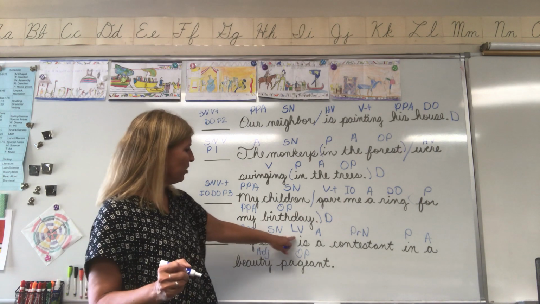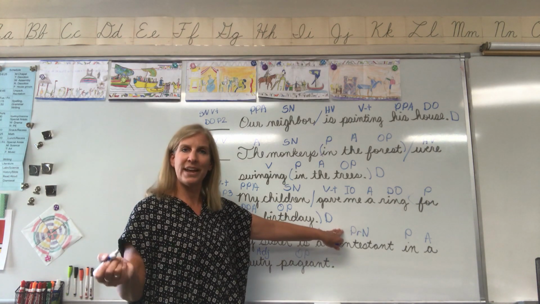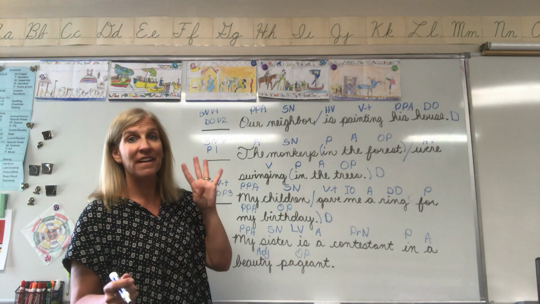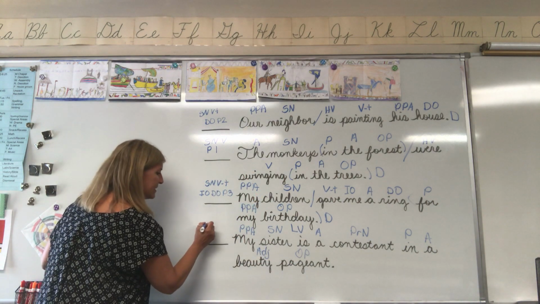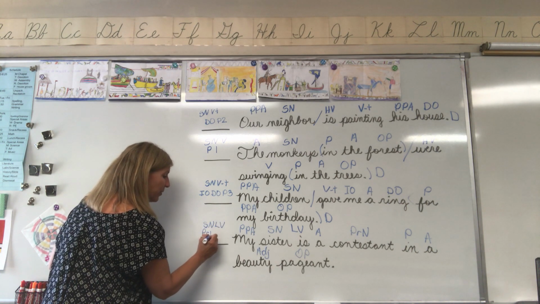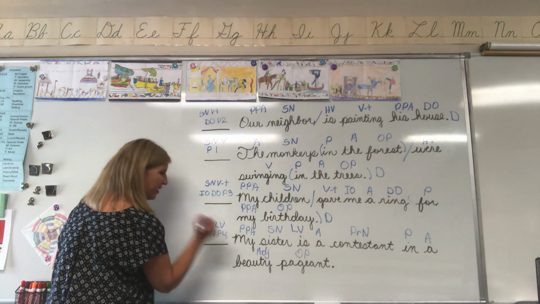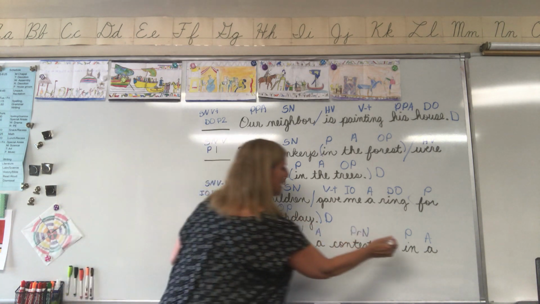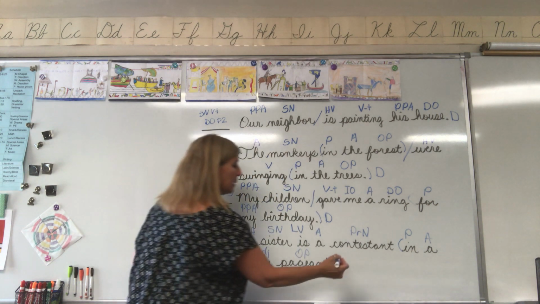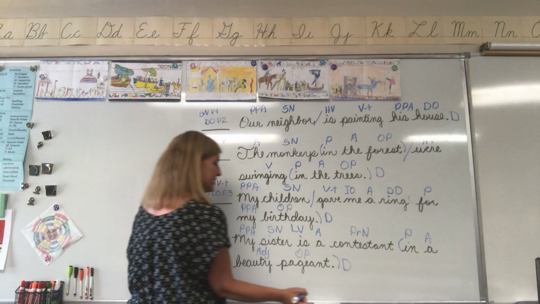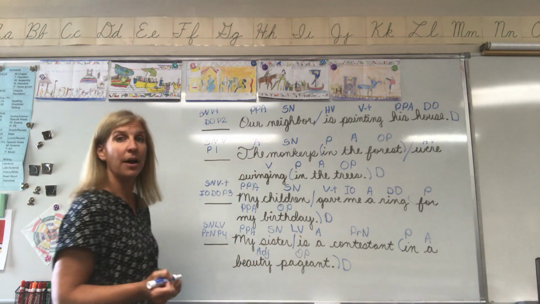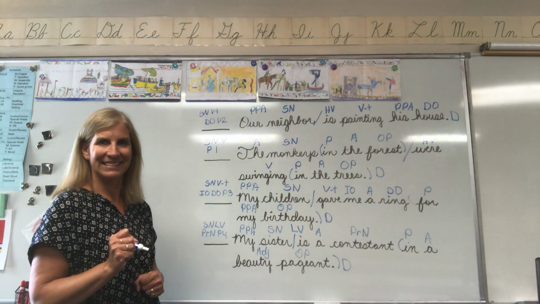Now we have a subject noun, we have a linking verb, and a predicate noun. What pattern is this? It's pattern 4. Subject noun, linking verb, predicate noun, pattern 4. Check. In a beauty pageant, prepositional phrase, period statement, declarative sentence. Go back to the verb. Divide the complete subject from the complete predicate.